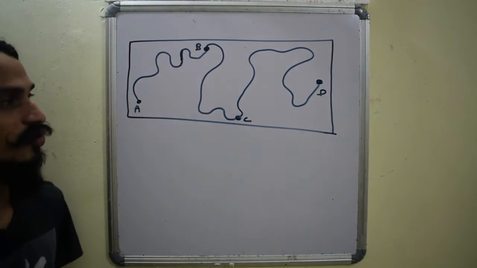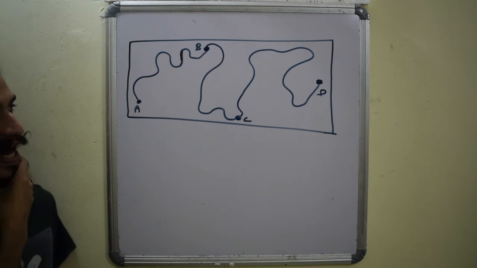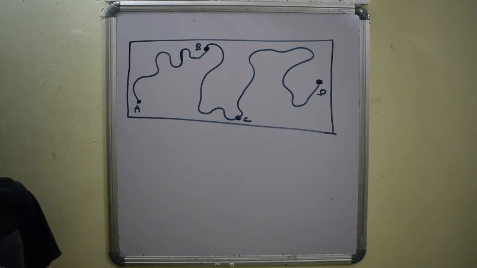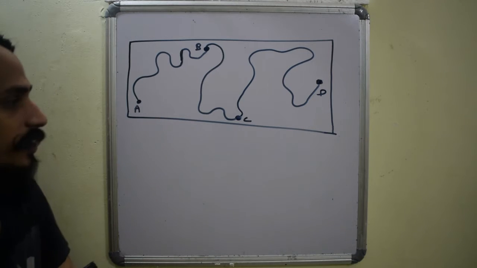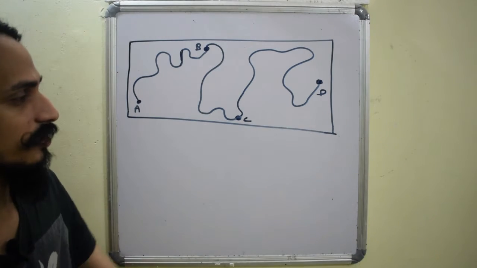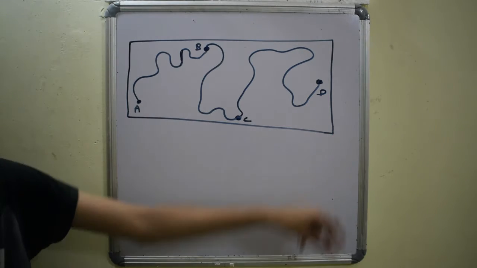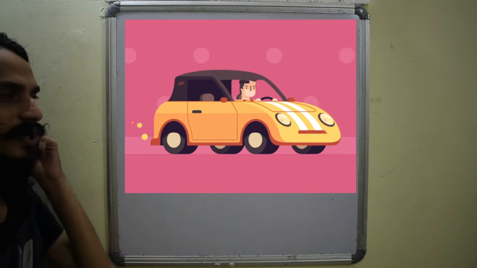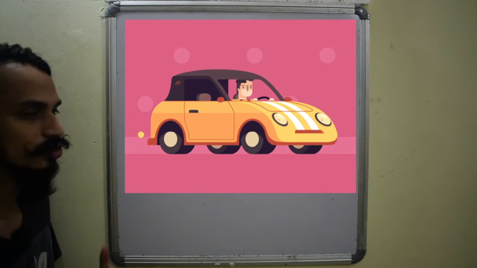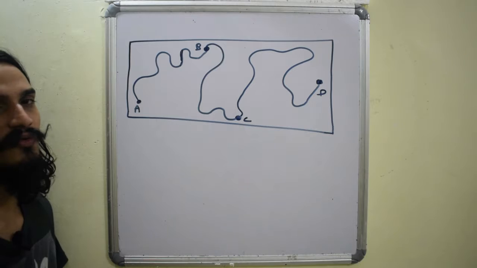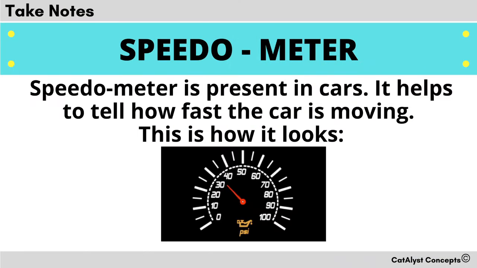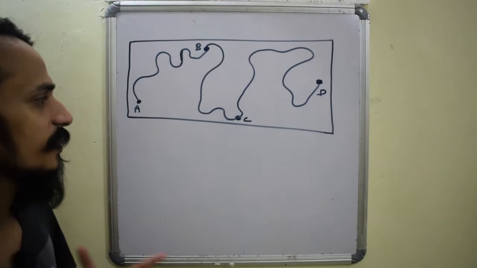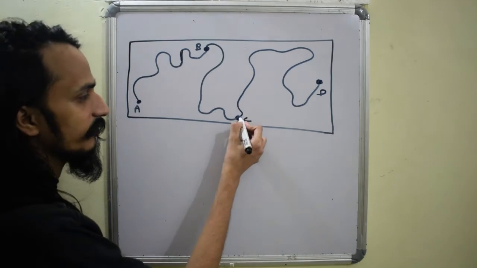Hey guys, so far we have talked about distance and displacement, and we have also looked at how to draw displacement vectors. Today we are going to look at another topic called average speed and average velocity. Now we are familiar with the word speed. Suppose you're going on a vehicle, you know the speedometer, right? It tells you how fast you're going.